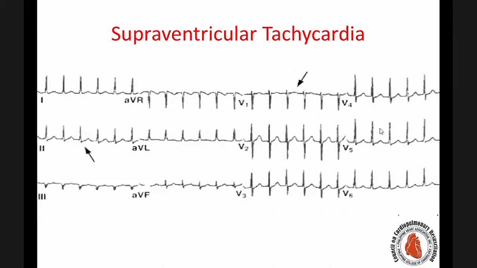But if not, you have to check the blood pressure of the patient. If the blood pressure is stable, you can give medications like adenosine or amiodarone. If the blood pressure is low, below 100 millimeters mercury, and the patient is unstable, that's the time we do cardioversion. So you don't need to know the management. You don't need to memorize that or read about it because it will not come out in the exam. I'm just trying to show you what we do in SVT.